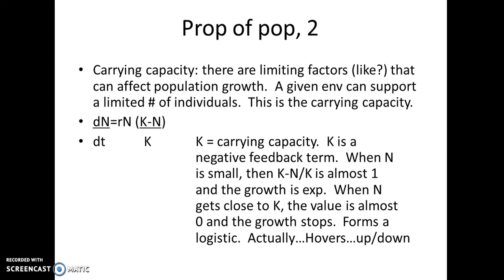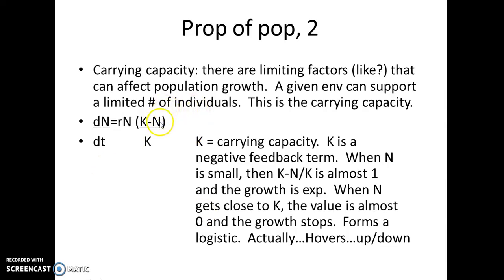But the problem is resources aren't limitless. There are limiting factors, and that leads to something known as carrying capacity. So carrying capacity is the given amount of individuals that an environment can support. So the environment can only support so many individuals because of the limited resources. So now we're going to add the variable K to this equation, where K equals carrying capacity. So K is a negative feedback term.